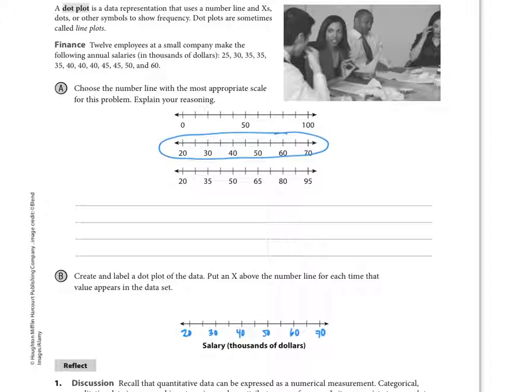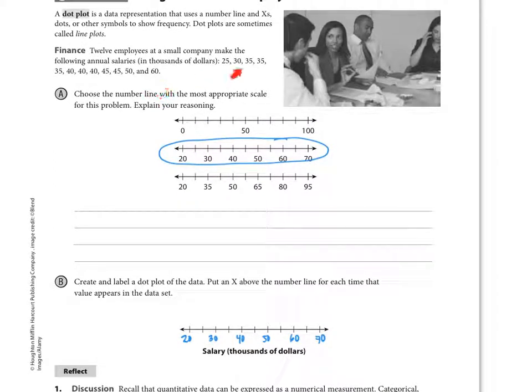So I'm going to look at the data right up here. 25, 30, 35, 35, 35, 40. For all of these numbers, I want to see the frequency of each one, and I'm going to put an X above that number on the number line with that frequency. So 20 doesn't show up at all. 25 shows up one time, so you can see I put an X there. 30 shows up one time, there's an X. 35 shows up 3 times, and so does 40. Then 45 shows up twice. Then 50 once and 60 once. 55 doesn't show up at all.